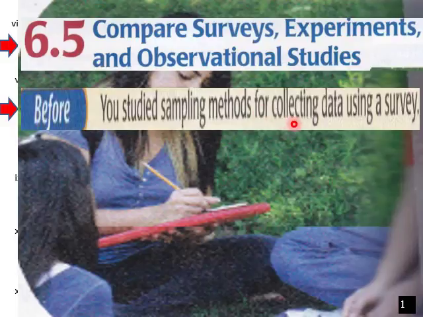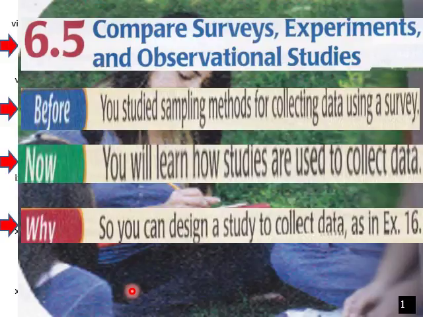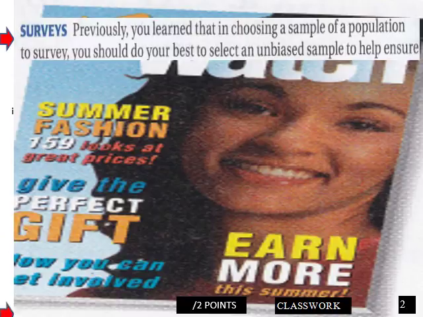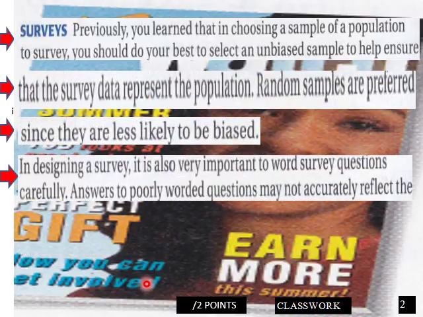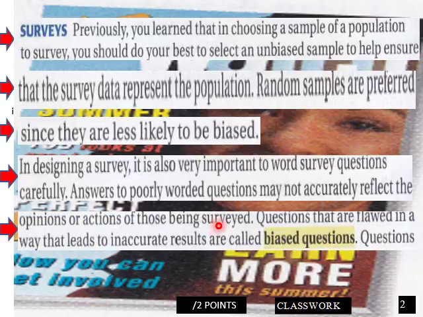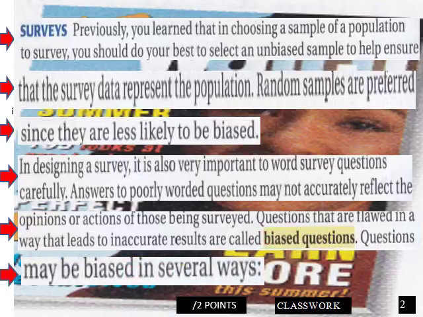You studied sampling methods for collecting data using a survey. You will learn how studies are used to collect data, so you can design a study to collect data. Example 16. Previously, you learned that in choosing a sample of a population to survey, you should do your best to select an unbiased sample. Since random samples are preferred, in designing a survey, it's very important to word survey questions carefully. Questions that are flawed in a way that lead to inaccurate results are called biased questions. Questions may be biased in several ways.